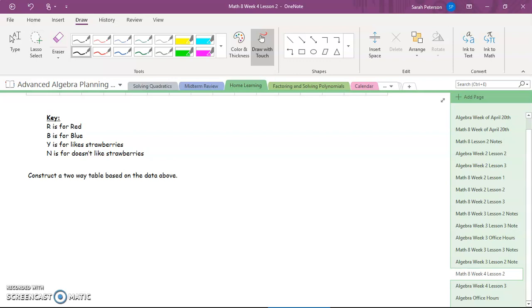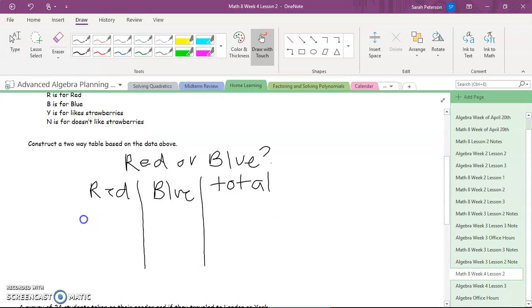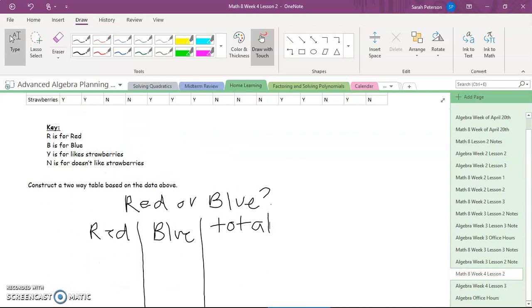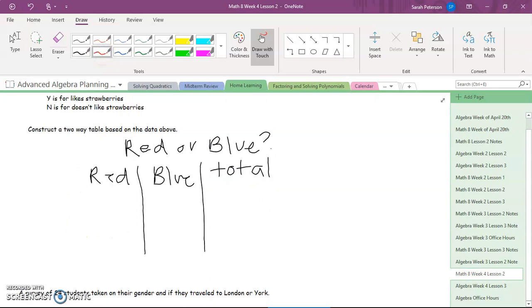So it's, do you like red or blue? And bear with me because the writing is going to be hard. For the colors or the options, I like to list red, and then another option is blue, but I also want a total column as well. Okay, and then if I scroll down a little bit, the other question was yes for likes strawberries or no for doesn't like strawberries.